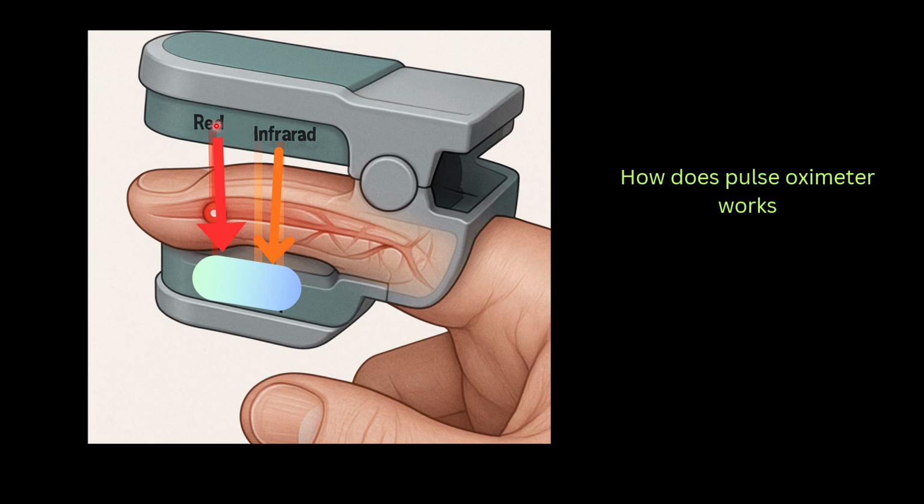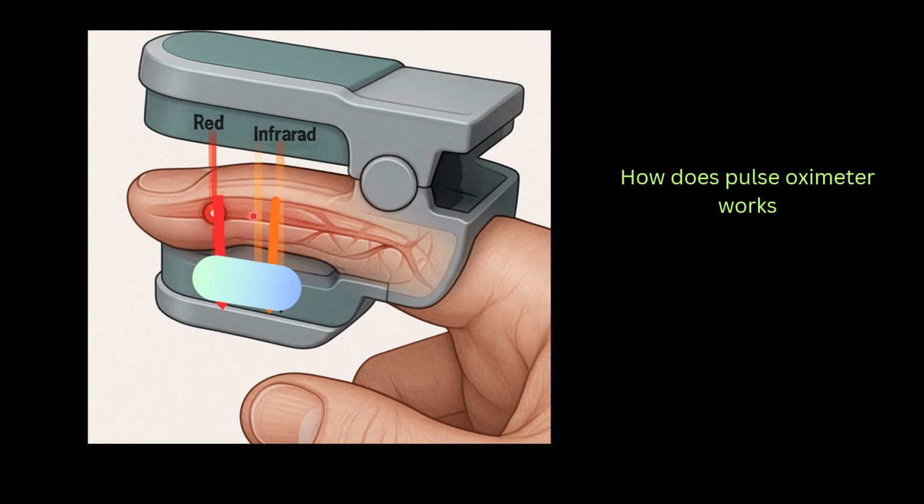So this pulse oximeter has a red LED and an infrared LED. Please don't mind the spelling. Infrared LED on one side and a photodiode on the other side. When the red light and the infrared light pass through the finger, some amount of light is absorbed. It can be absorbed by the skin, the blood, or the bone, and the rest of the light is transmitted and is detected by the photodiode.